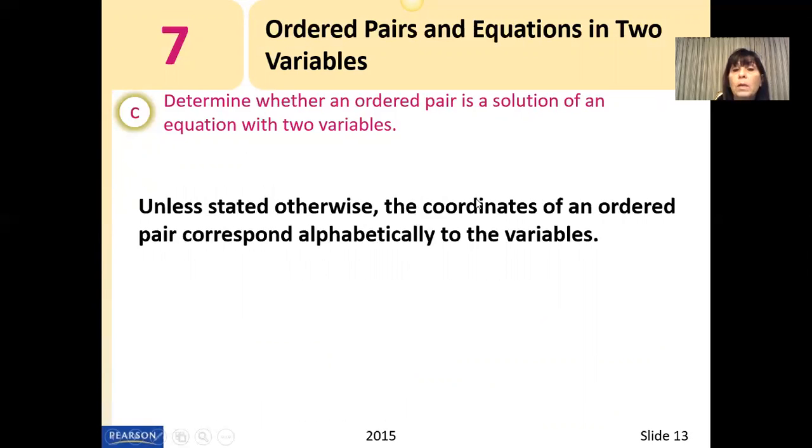And one other note, unless it's otherwise stated, always put the pair in alphabetical order. If you have variables other than x and y, they will go in alphabetical order. So if you have an equation that has an s and a t, s will go before t, c would go before d, etc.